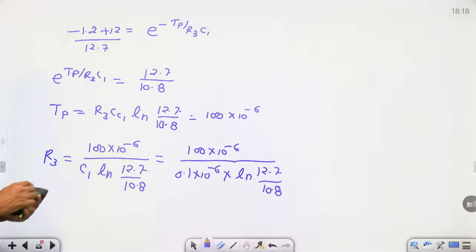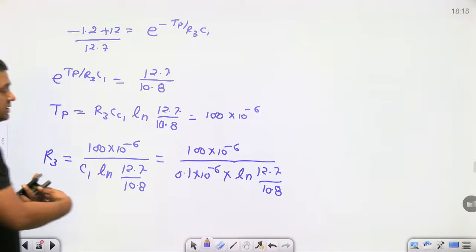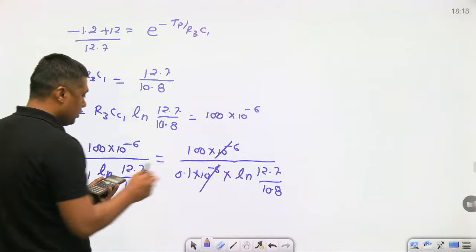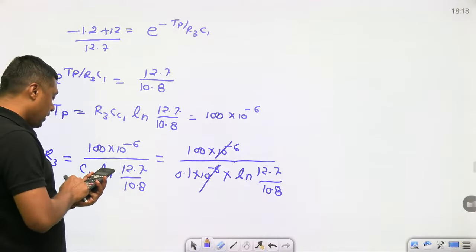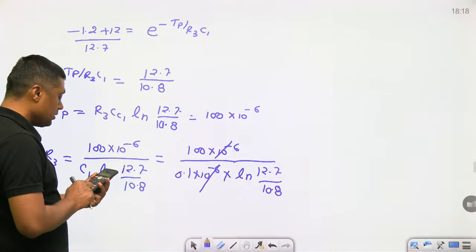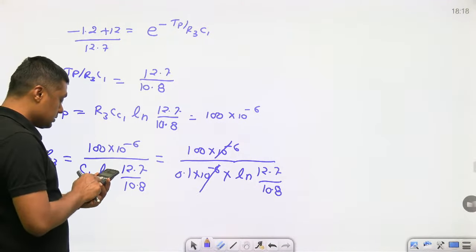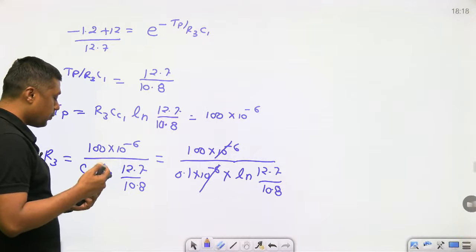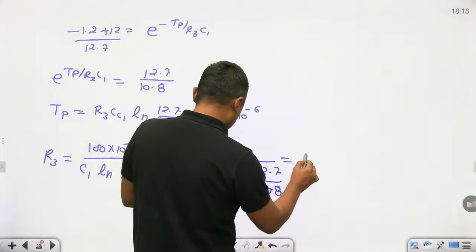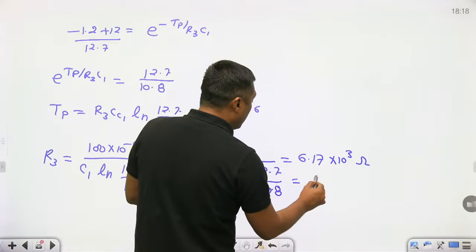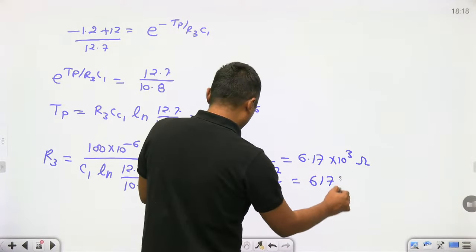Not the time period. 10 to the power 6, 10 to the power 6 cancel. 1000 log of that, 12.7 divided by 10.8. Log of this, reciprocal of this, into 1000. 6.1, absolutely the right answer. 6.17 into 10 raised to power 3 ohm, so the answer is 6171 ohm, it is given.